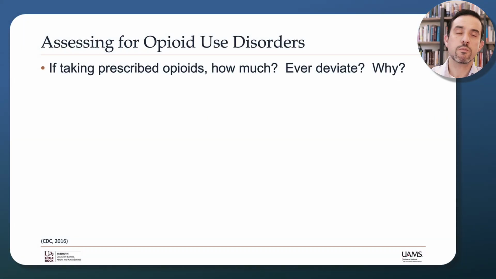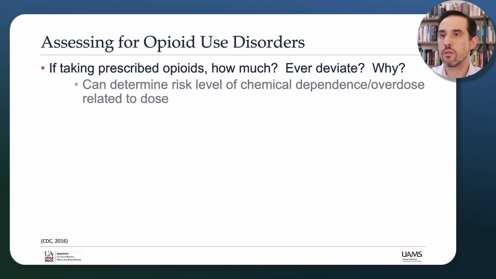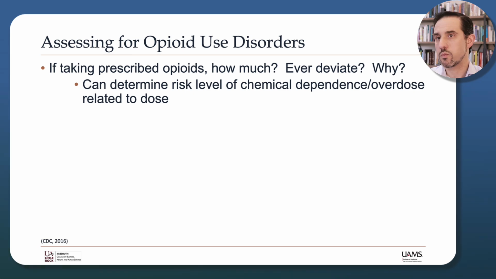So first, in terms of assessing for opioid use disorders: how much are they taking? Do they deviate from their prescribed dose? Sometimes folks will not take their dose for a couple of days, have more on hand, and take more on other days. Why do they do that? What you can do by asking questions like this is determine the risk level of both chemical dependence as well as overdose risk related to that dose.